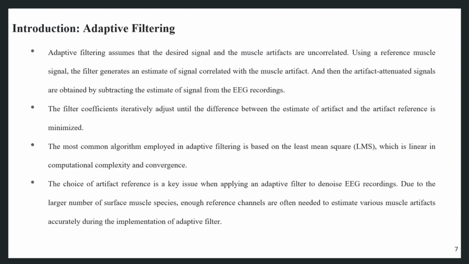So adaptive filtering basically assumes that the desired signal and the measured artifacts are uncorrelated. So we use a reference muscle signal that generates the estimate of the artifact, and we measure the filter coefficients iteratively using the difference between the estimate of the artifact and that reference signal. So different types of algorithms are used for that, but the least mean square, that's LMS, which is linear in computational complexity, is one of the most employed.